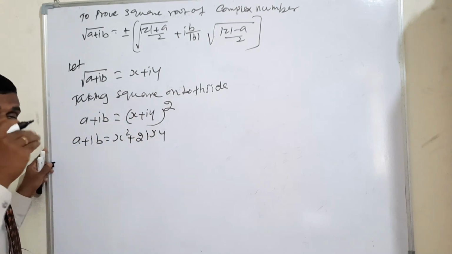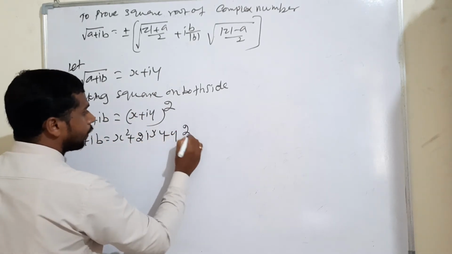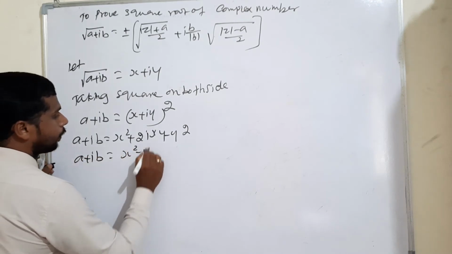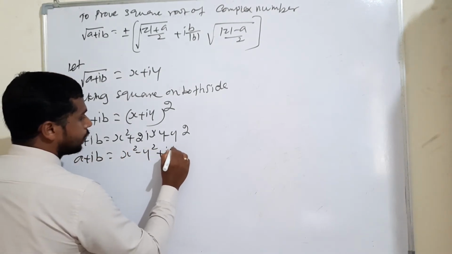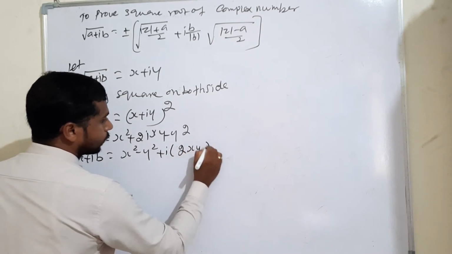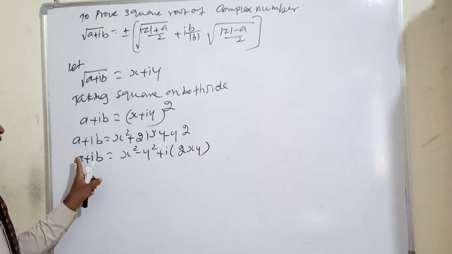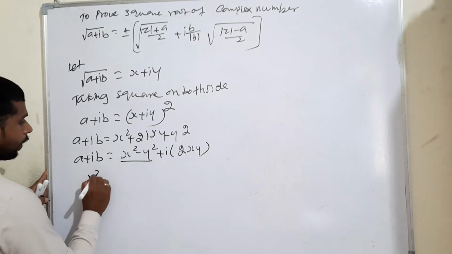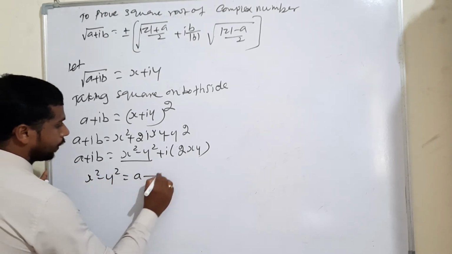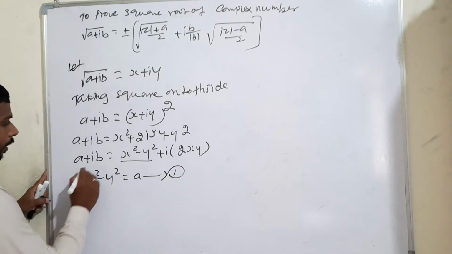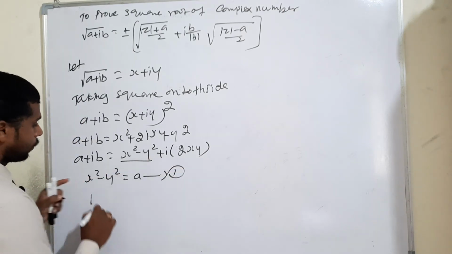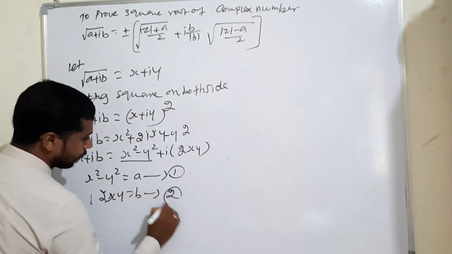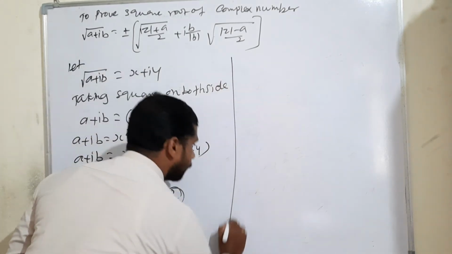What is the meaning of i square? Minus 1. So we can write minus y square. Then a plus ib is equal to x square minus y square plus i into 2xy. Now we have to group real and imaginary. The first condition we can write: x square minus y square is equal to a, for equation number 1. Then b means what is the value? 2xy is there. So 2xy is equal to b, for equation number 2.